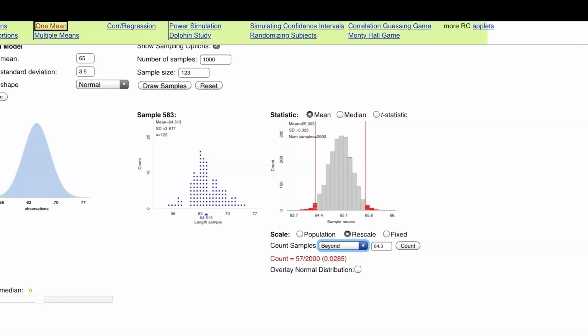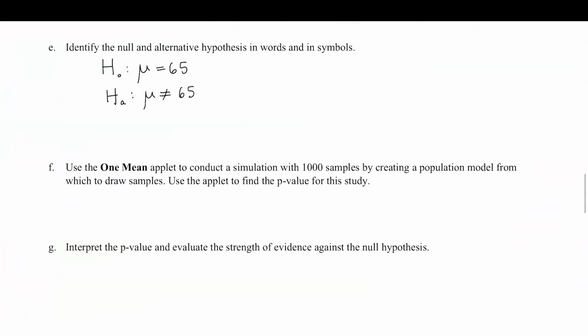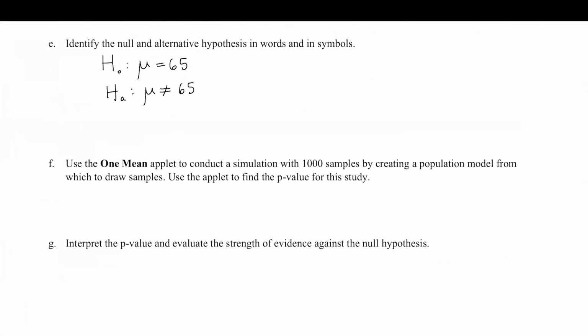In this applet, we can just choose beyond from this drop-down in the count box area, and that will automatically do a two-sided test. So here I have 57 out of 2,000. So I kind of want to cut that in half, but I'll just go with it. But yours might only be out of 1,000, and that's good. You should do this for yourself. But my p-value is 0.0285. So let's go back to the worksheet.